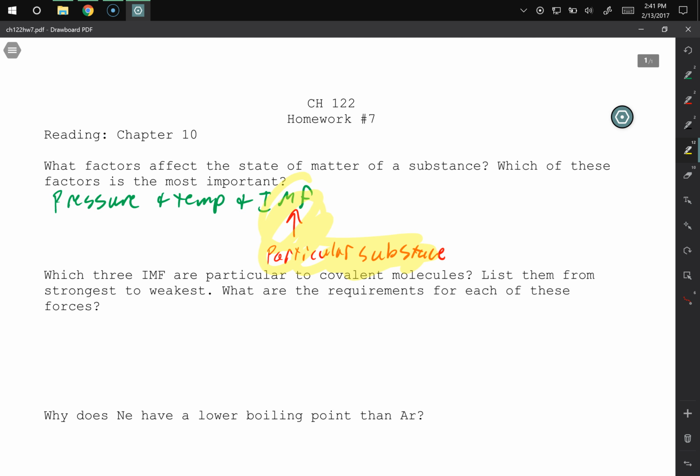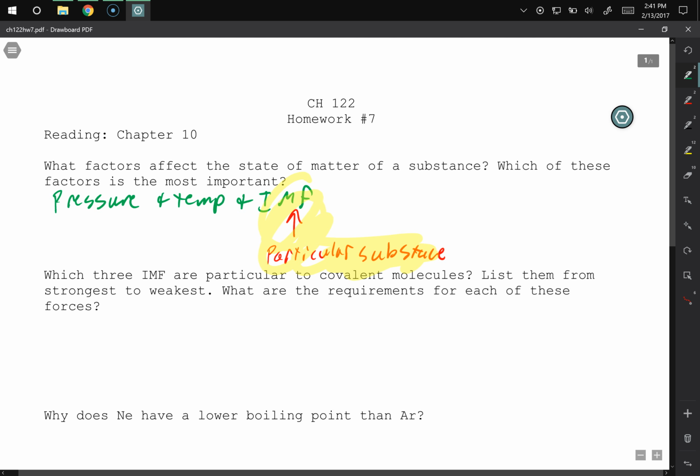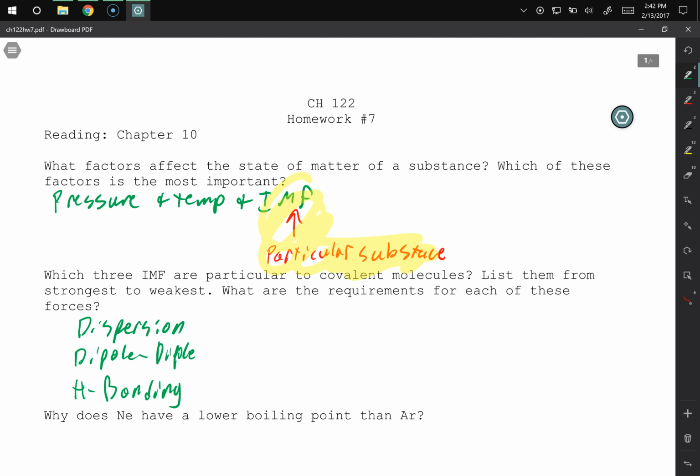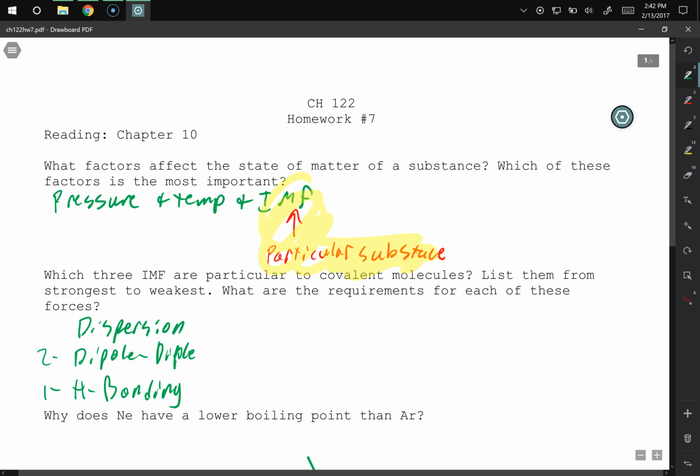Which three intermolecular forces are for covalent molecules? Dispersion, dipole-dipole, and hydrogen bonding. Dispersion, dipole, and hydrogen bonding. Oh, we got that backwards though. Yeah. This is the strongest, middle, weakest.